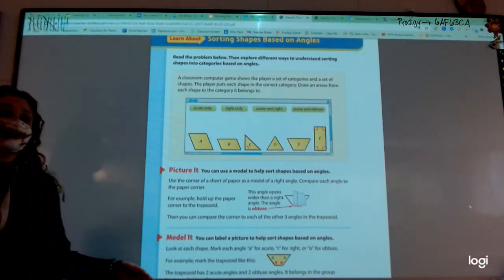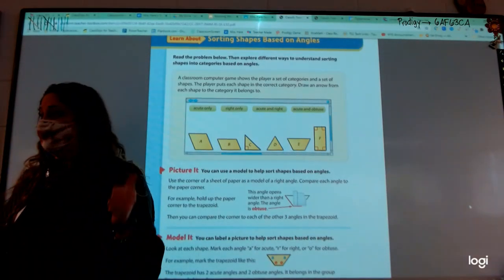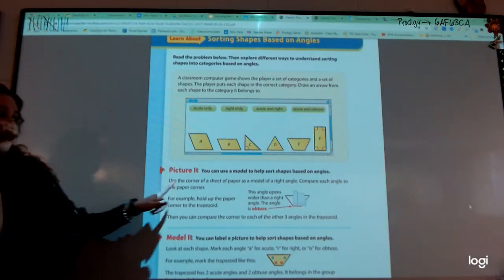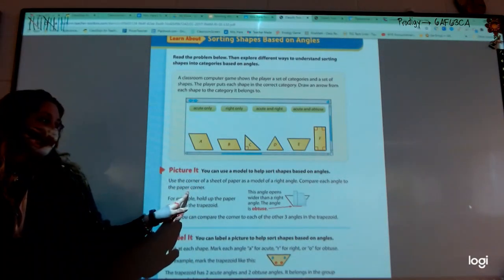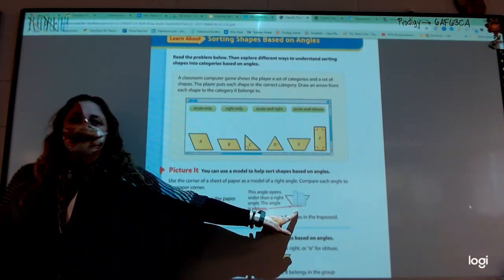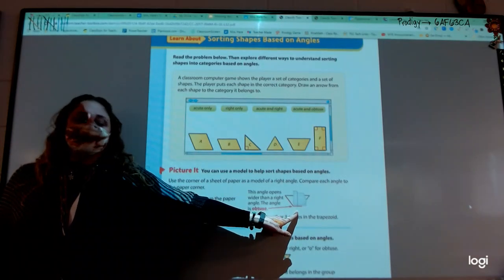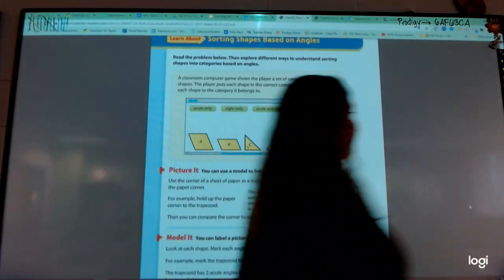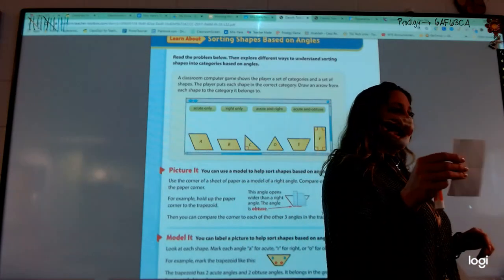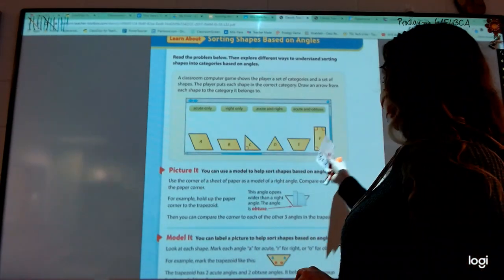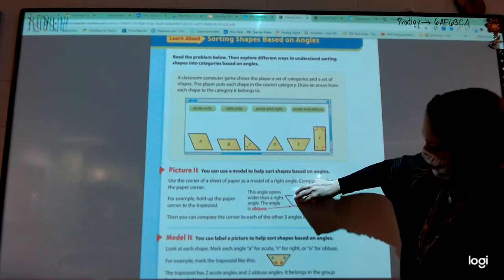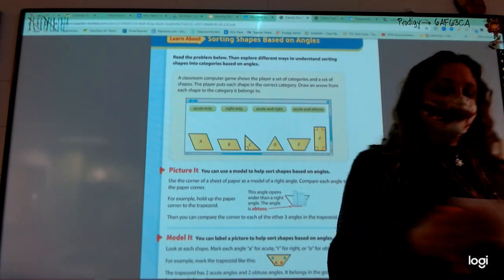This might seem boring to you, but I need your brain turned on, remembering these are the ways you can sort a shape. First way, you can picture it with a piece of paper. Where have you heard this before? Josiah? Yes, I tell you that all the time. We have pieces of paper literally all over the place. You can use a little book, your textbook, or a piece of paper. You can put it in the corner and see if it's 90 degrees or if it's bigger or smaller than 90 degrees.